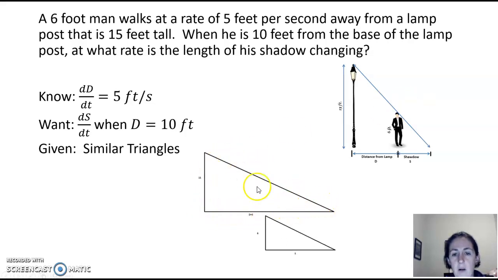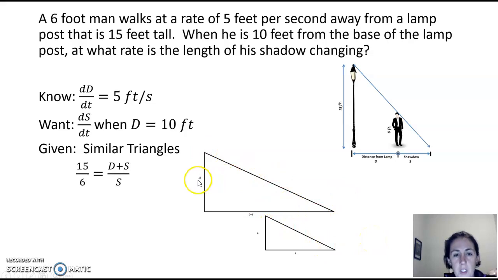We have this big outer triangle, which is 15 feet tall here, and then its length is d, the distance the man is from the lamp, plus s. And then we have this one where the man is 6 feet tall, and the base of this triangle is just s, the length of the shadow. If you recall back from your geometry days, when you have similar triangles, they are proportional to one another, which means the proportion of this leg and this leg is the same as the proportion of this base and this base, which is the same as the proportion of this hypotenuse and this hypotenuse.